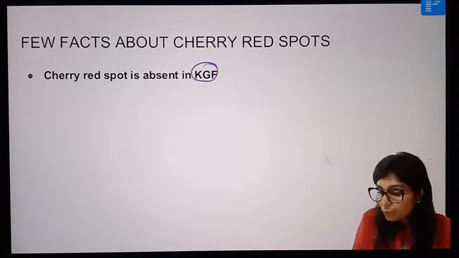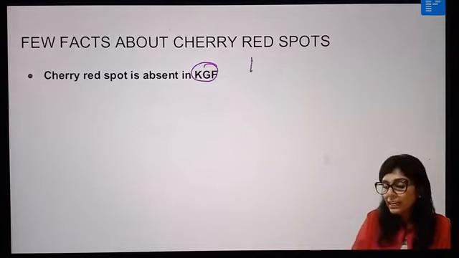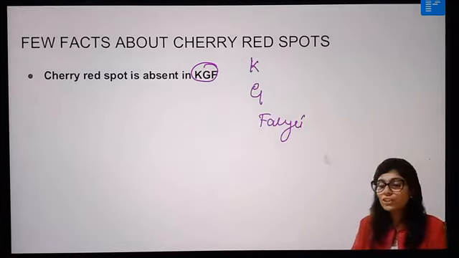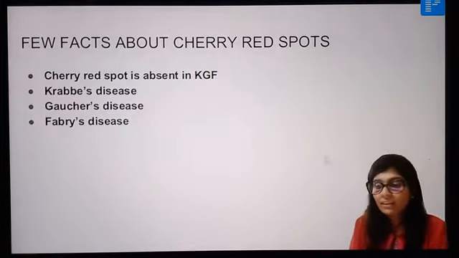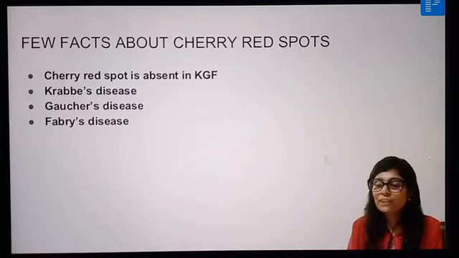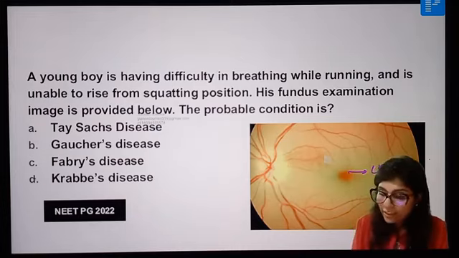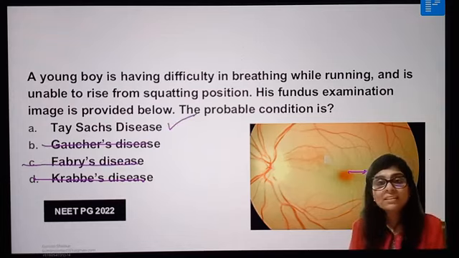Did you all see the movie KGF, Kolar Gold Fields, right? Here KGF stands for Krabbe disease, Gaucher's disease, Fabry's disease, correct. Krabbe disease, Gaucher's disease, Fabry's disease: no cherry red spot. Okay? A few more facts about glycosphingolipidosis. So now tell me the answer. Because there is a cherry red spot, what are the conditions that you can exclude? Krabbe, Gaucher's and Fabry's. So what are you left with? You are left with Tay-Sachs disease.